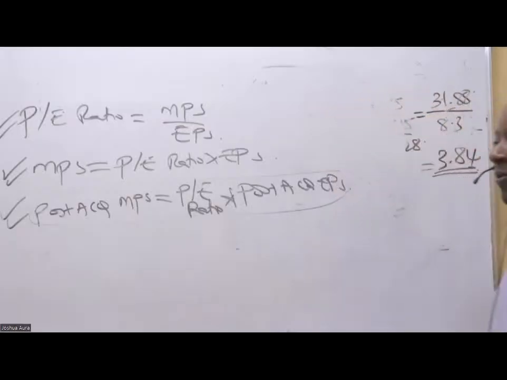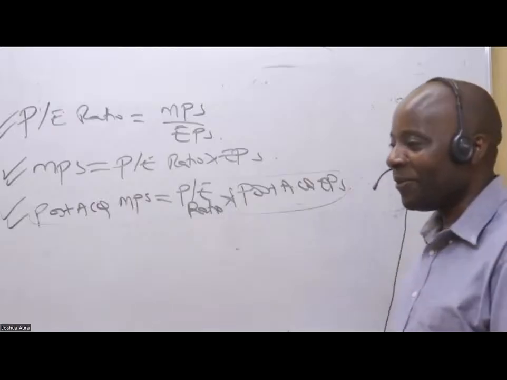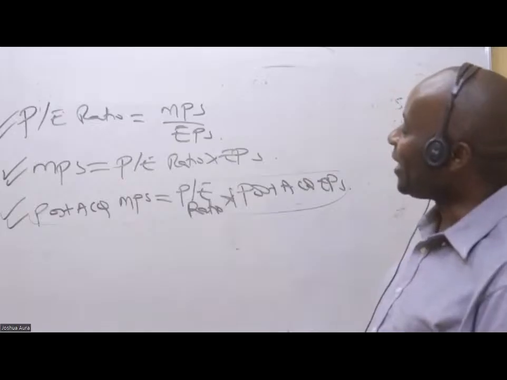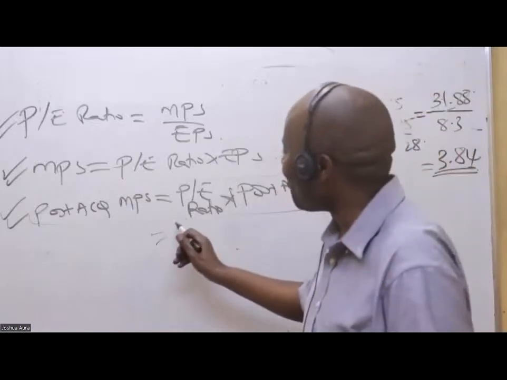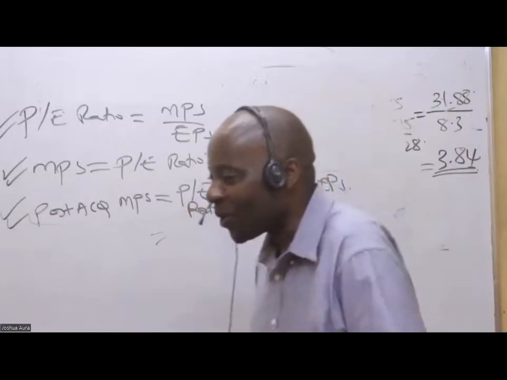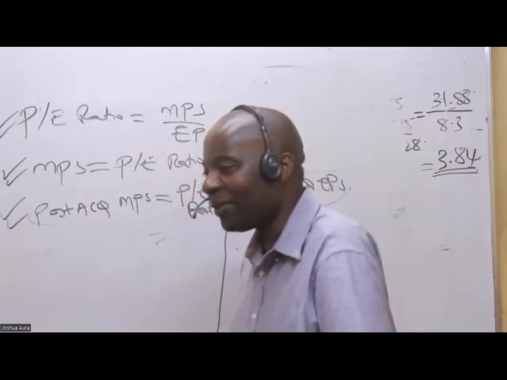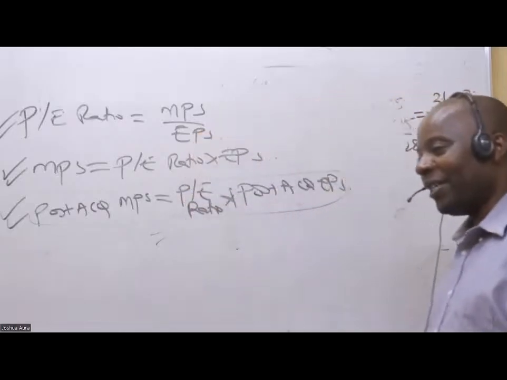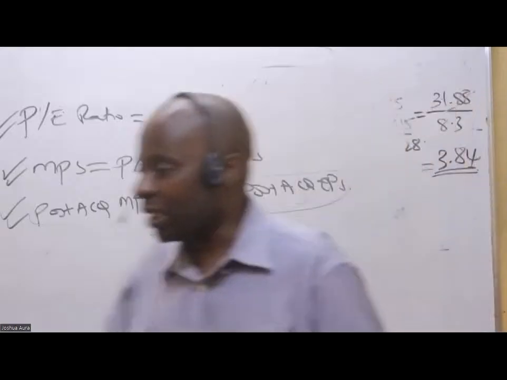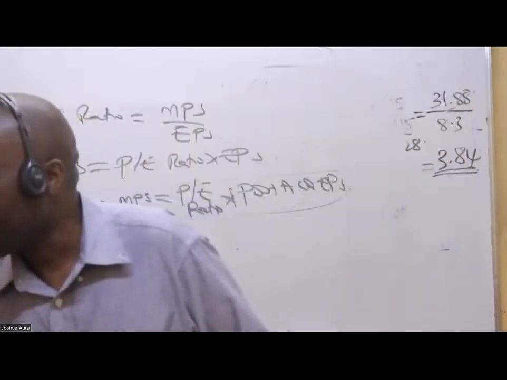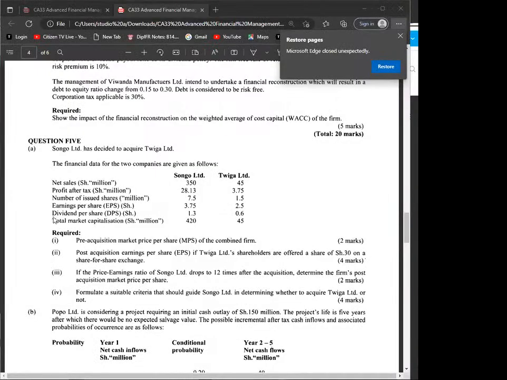Right? PE ratio times EPS. So in this case, post-acquisition MPS equals, do we have this PE ratio? Yes, they have given us the PE ratio. The PE ratio is given here as 12 times.